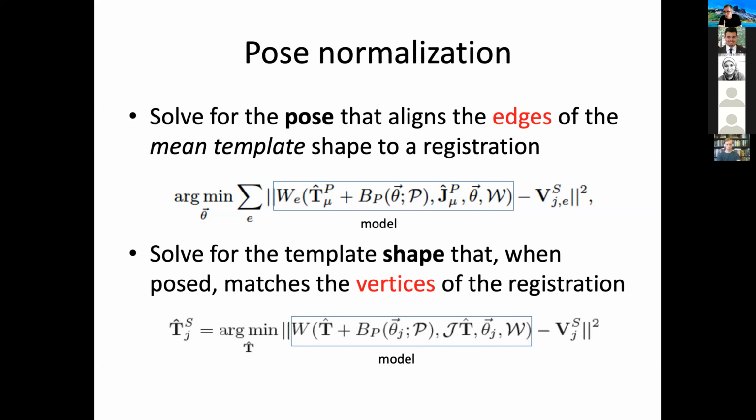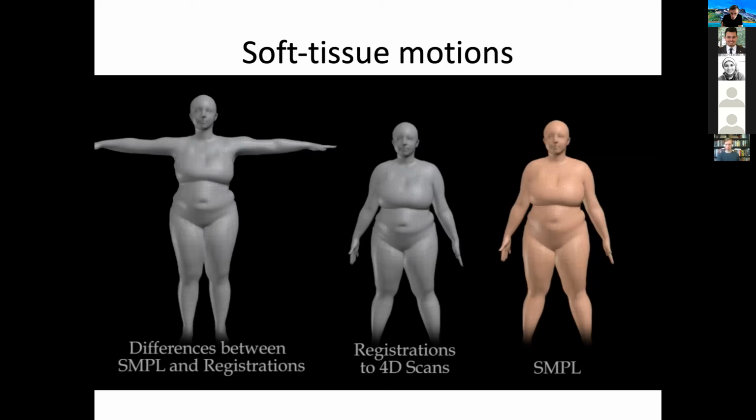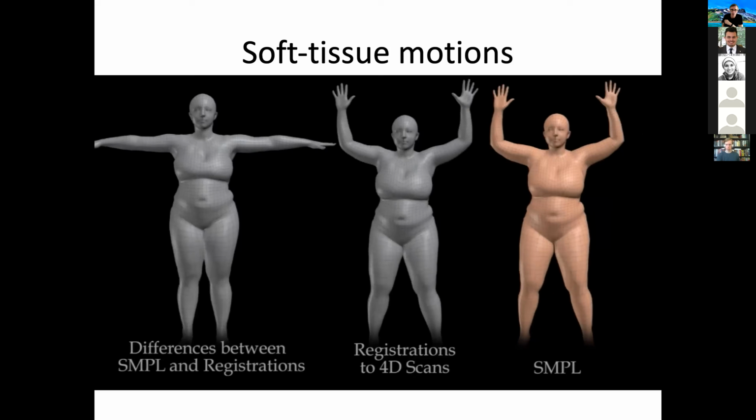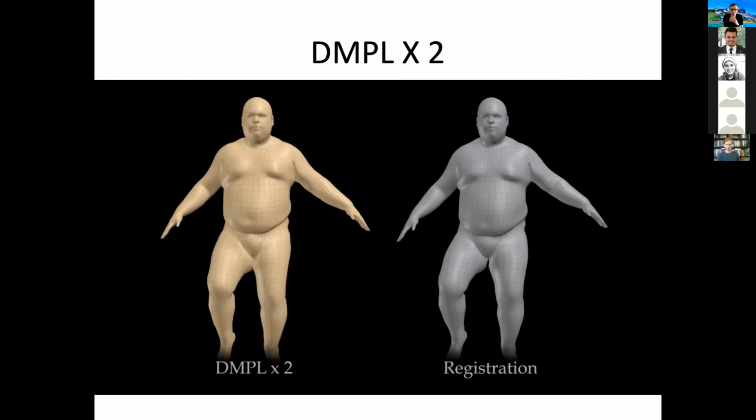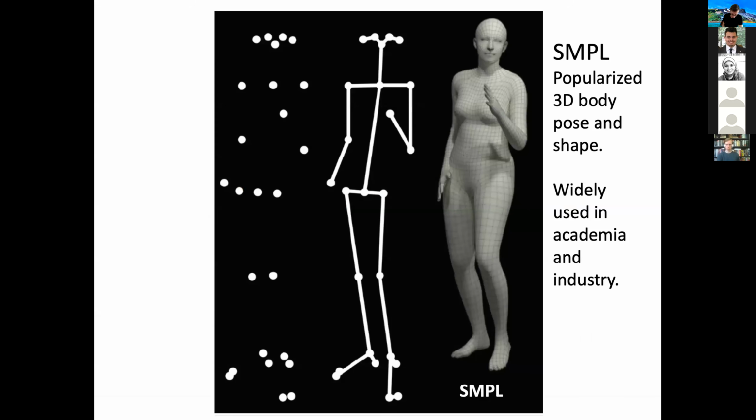It's probably a little too dense. I apologize for that, but hopefully it answers the question about pose normalization. It's an absolutely critical step. Okay. I am going to skip over soft tissue just for the sake of time, because I've got 6 minutes before we really have to get on to the next talk.